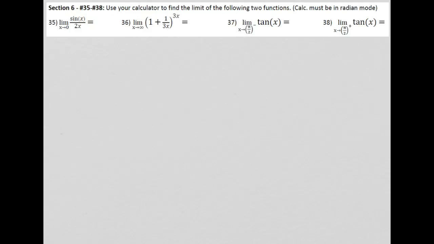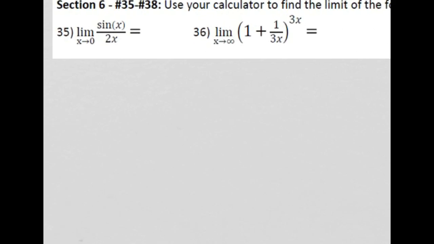Alright, the one and only calculator problem on this test, using our calculator to evaluate limits. Now, the easiest way to do this is by graphing the functions on the calculator. So let's look at problem number 35. Go ahead and graph this.